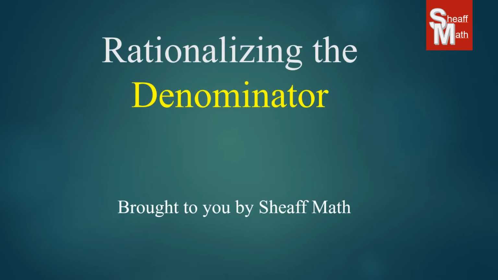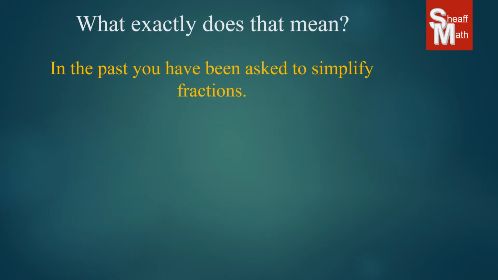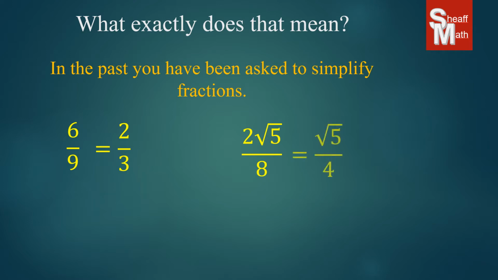In today's lesson, we're going to be learning how to rationalize a denominator. So, what do we exactly mean by that? Well, if you were asked to simplify a fraction, in the past, you've maybe had a fraction that looked like this, and we noticed that the top and bottom can be divided by 3, and so that simplifies to 2/3, right? You might have even had something like this. There's a radical at the top, and the 2 and the 8 can actually simplify, and we get 1 over 4 for those, and we end up with square root 5 over 4, okay?